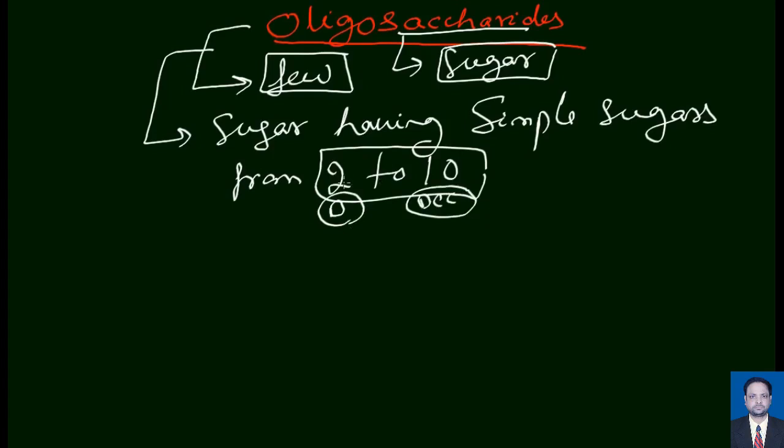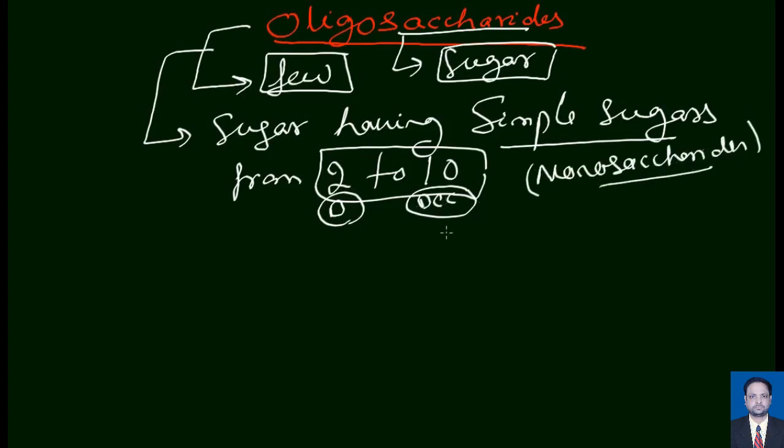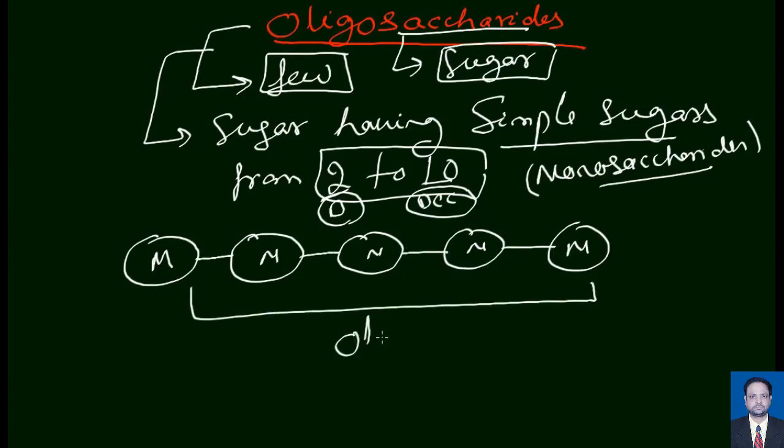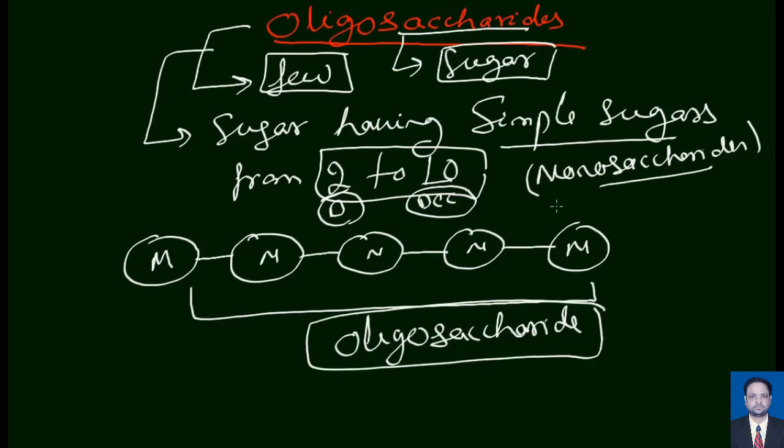Here the carbohydrates contain simple sugar, meaning they contain monosaccharides, and these monosaccharides vary from 2 to 10. Suppose this is a monosaccharide, this is another monosaccharide, and another, and another, and they are joined by glycosidic bonds. The total molecule so formed is called an oligosaccharide.